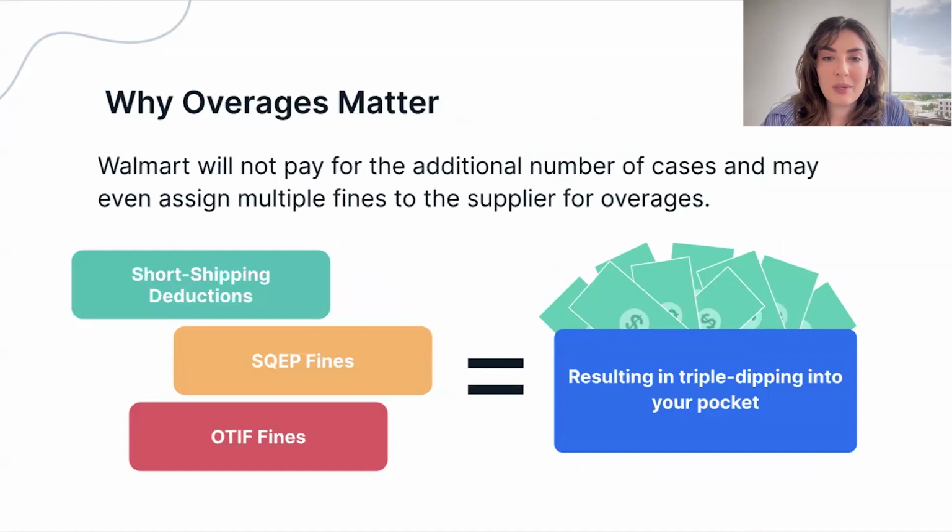We're going to talk a little bit now about how overages affect your business. And I've already talked about this, so I'm going to move right through. All of these are going to have a fee or a fine attached to them, but they're all disputable. So you can actually go in and dispute short shipping deductions, SQEP fines, and OTIF fines. They're in different workflows. You do them different ways.